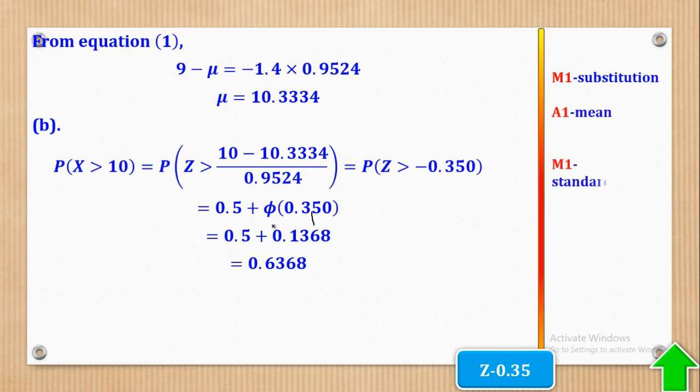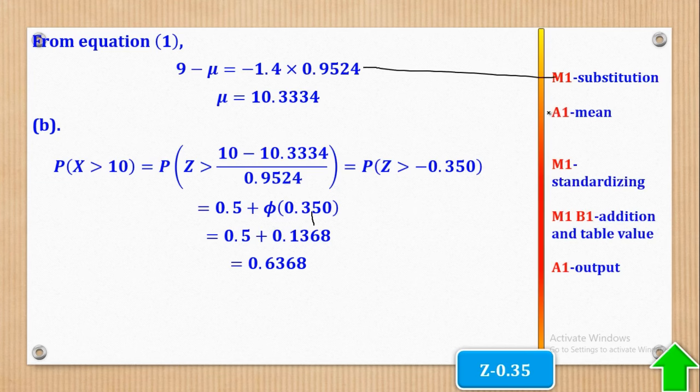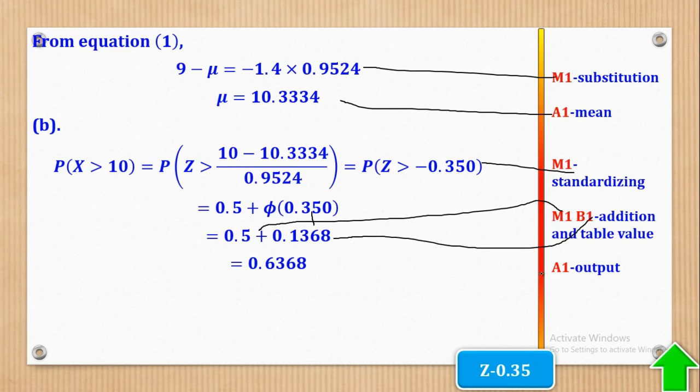Now let's see how marks can be awarded. M1 for this substitution into equation 1, and A1 for the mean, M1 for standardization, M1 for this addition here, and B1 for reading the table value correctly, and A1 for the output after addition.